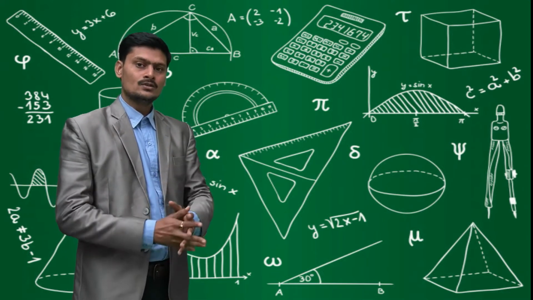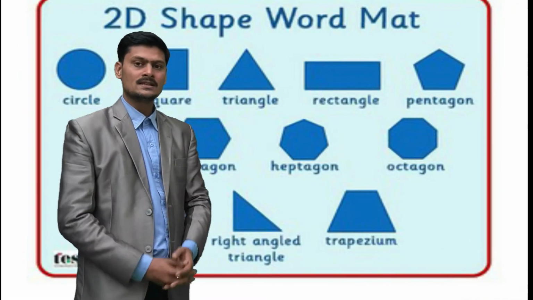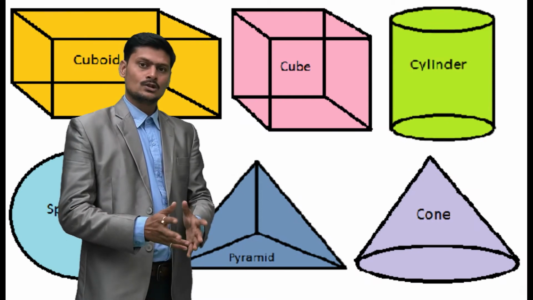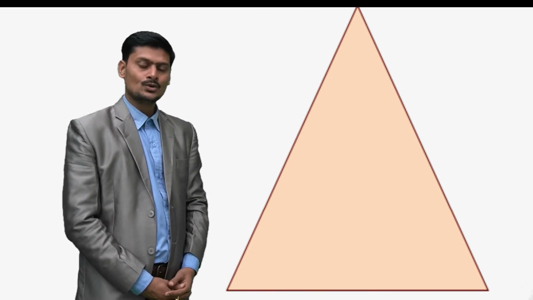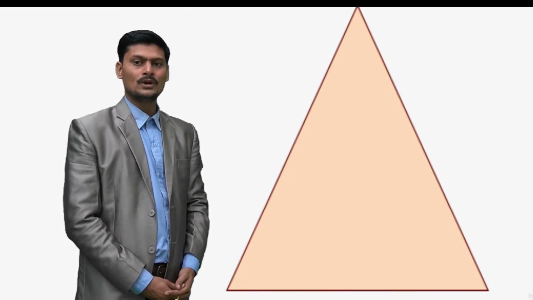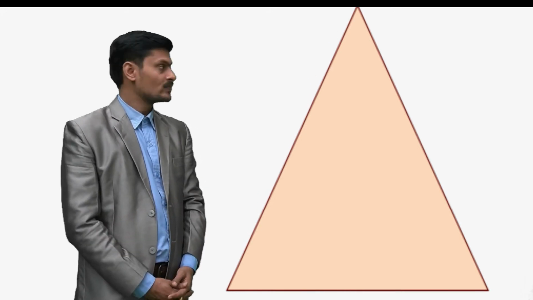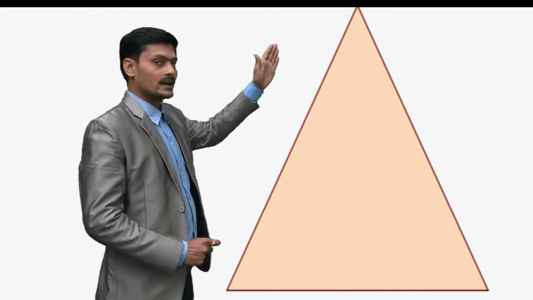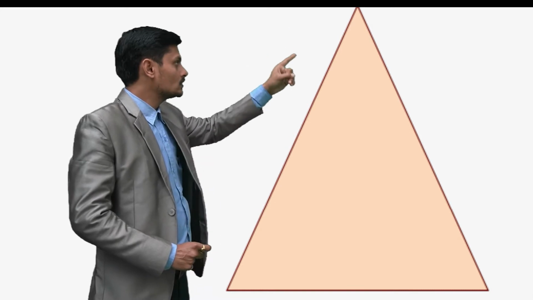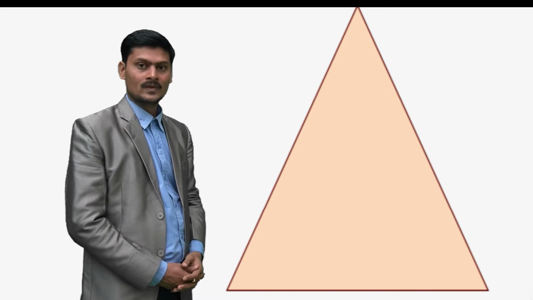We have two different types of shapes in geometry, 2D shapes and 3D shapes. So let's start our class with the basic 2D shape, which is the triangle. 2D shapes means two-dimensional shapes. They contain two different dimensions. A triangle: a closed figure made up of three line segments is known as a triangle.